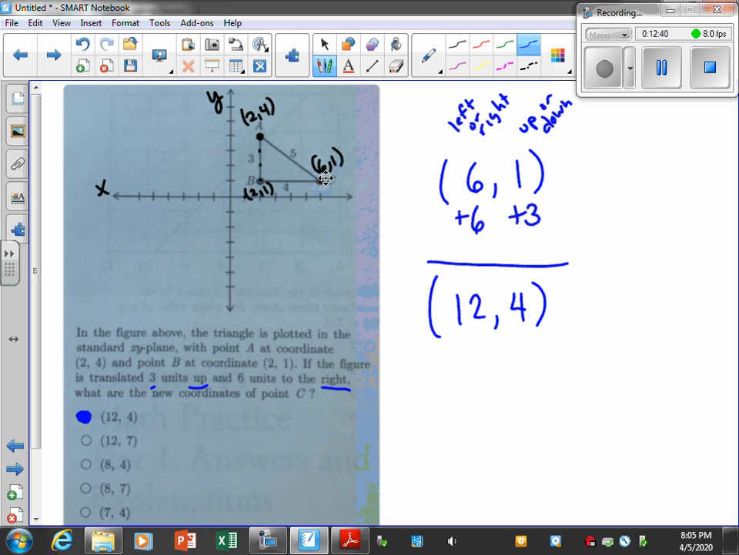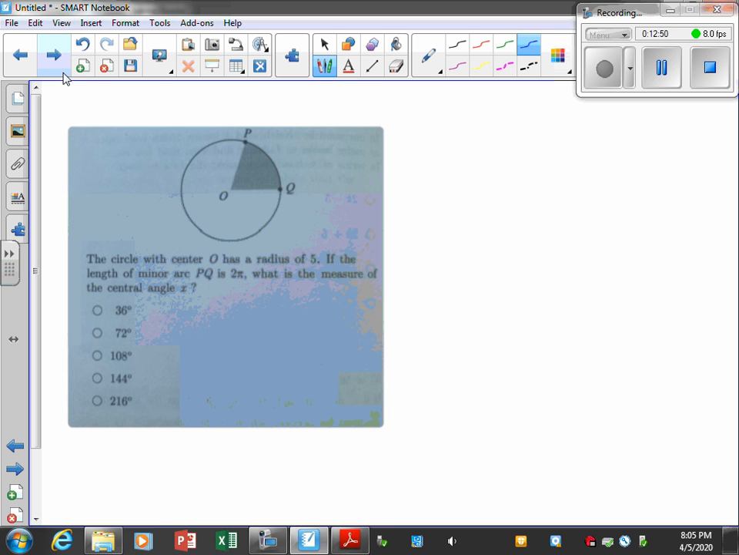Or you could take this part and actually go up 1, 2, 3 over 1, 2, 3, 4 and get a rough idea of where you feel like it is. There's a couple ways to do that one. Alright.